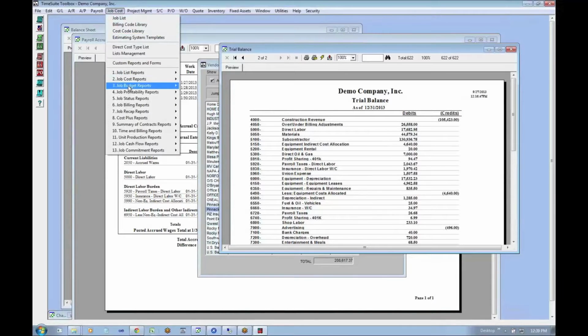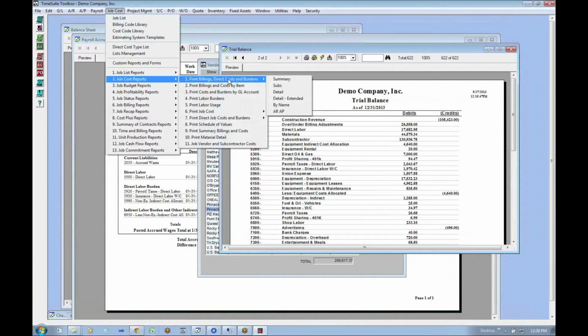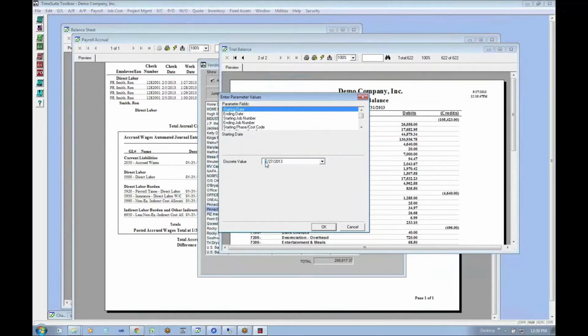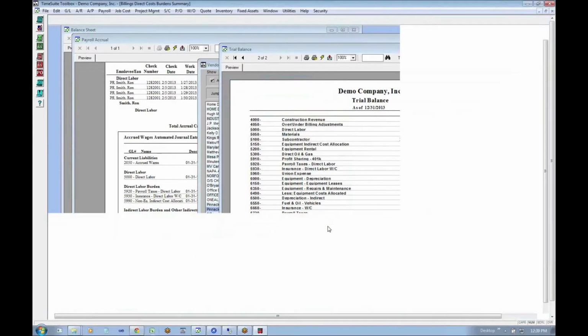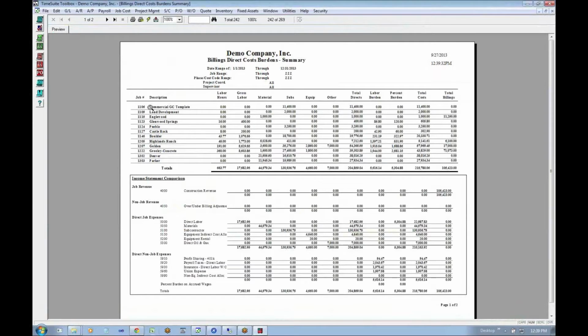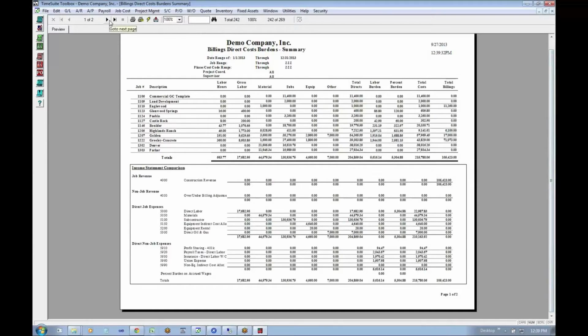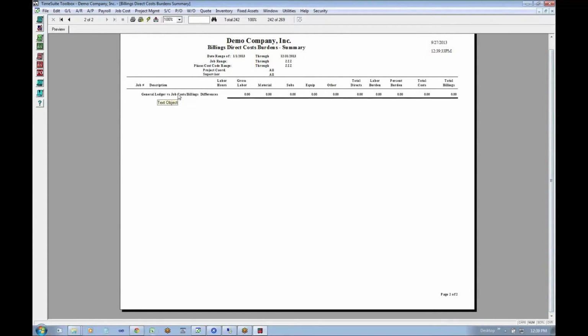We'll go job cost, and then job cost reports, and then print billings, direct costs and burdens, and we go summary. And so, January to December, and here's our job cost by labor, material, sub-equipment, and other. Here's our income statement by our labor, material, sub-equipment, and other. And then at the bottom, we would expect to see some sort of general ledger versus job cost billing difference.